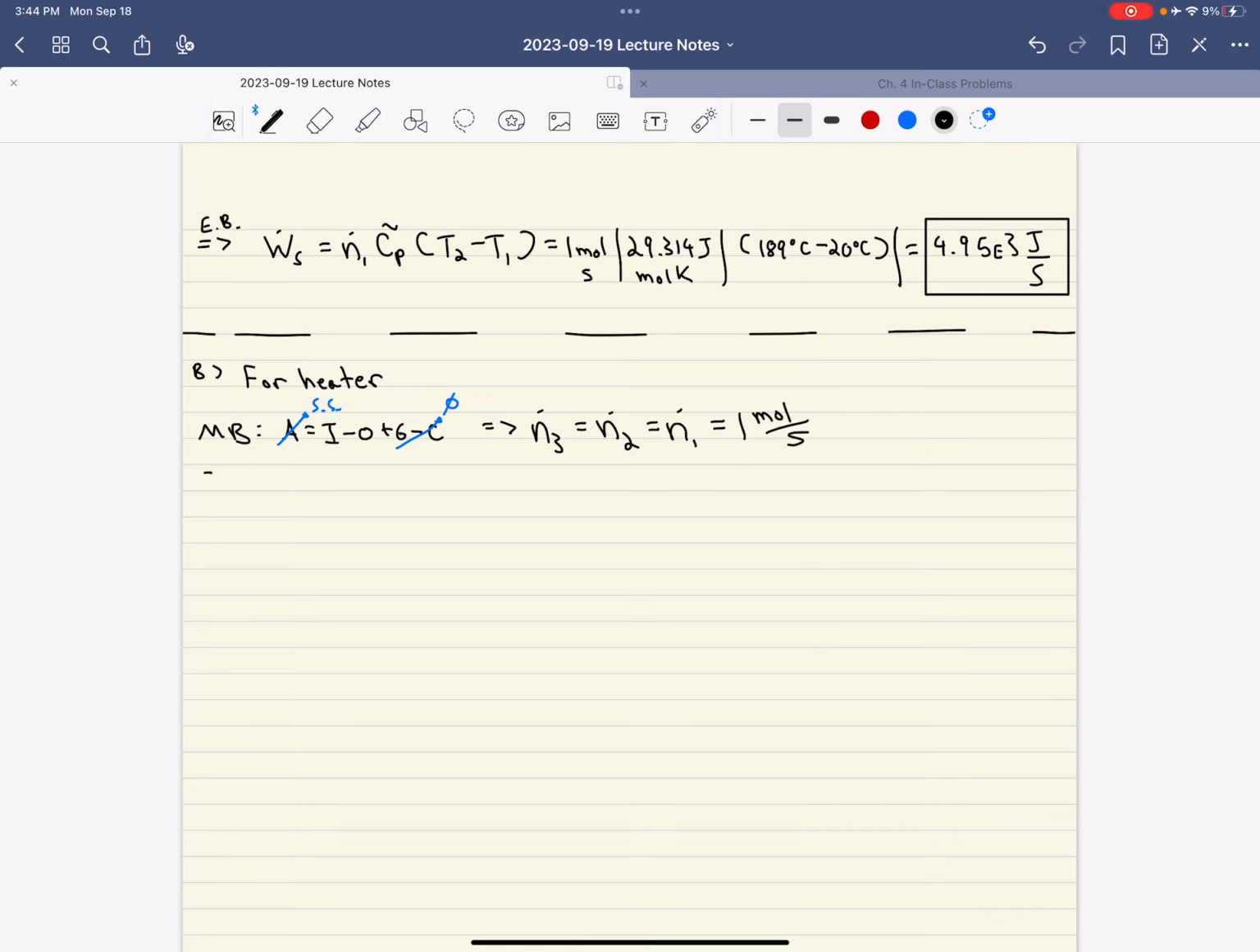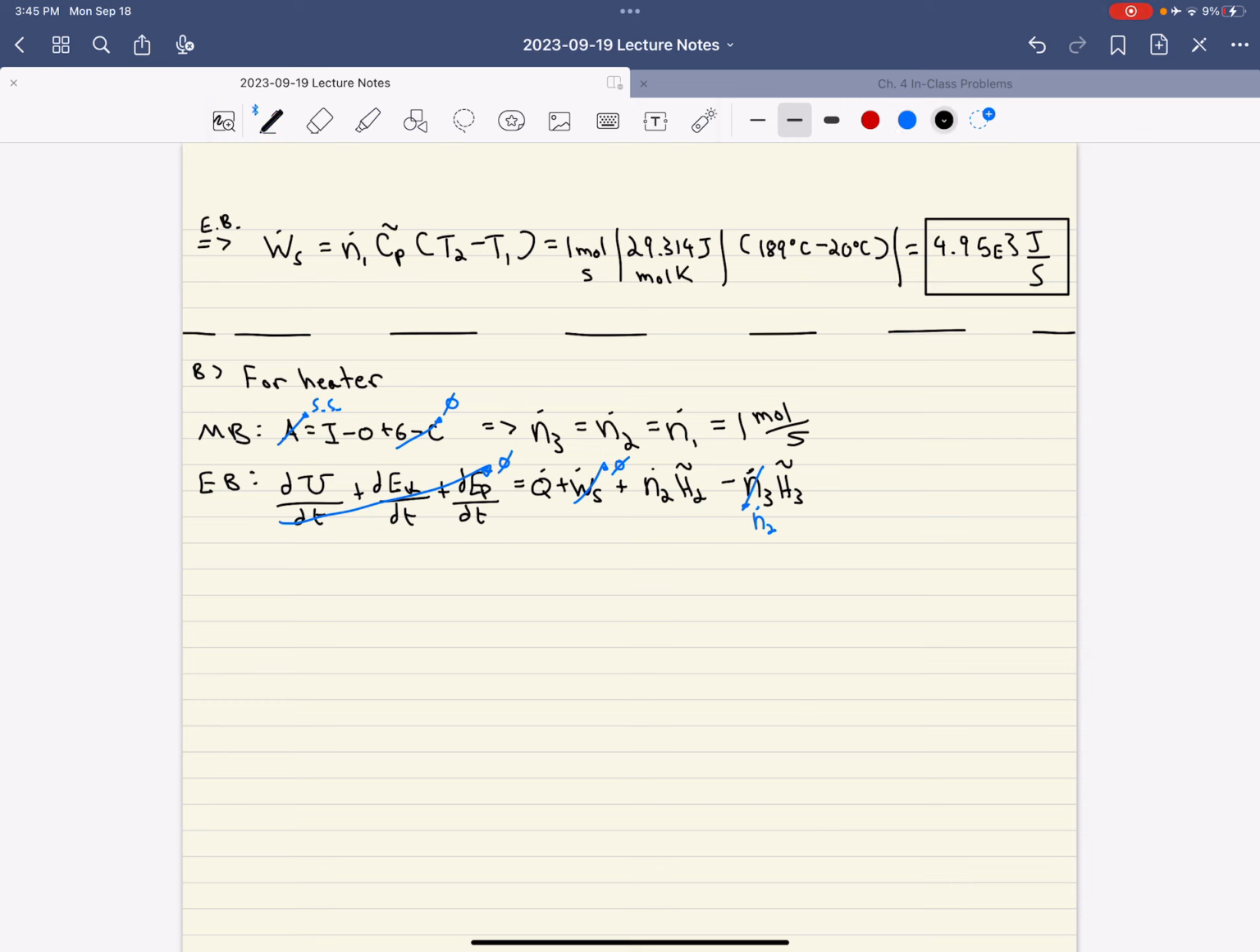With our energy balance, we'll once again start with the open system energy balance. And then if we account for the enthalpy going in and the enthalpy going out, steady state, so the left-hand side is all 0. Just a heater, so there's no shaft work. And we know that N2 is equal to N3.